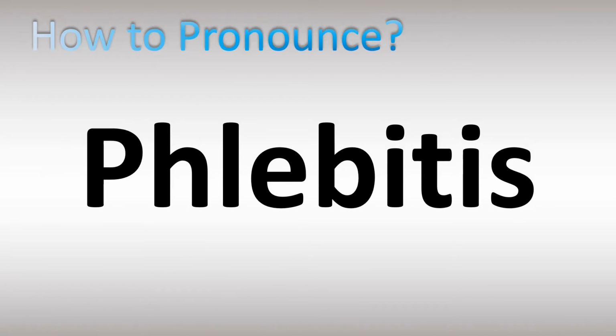In English, the name of this medical condition has two different pronunciations. In British English, it's said as phlebitis, phlebitis. 3 syllables, stress on the second syllable. In American English, however, it's usually said as phlebitis.